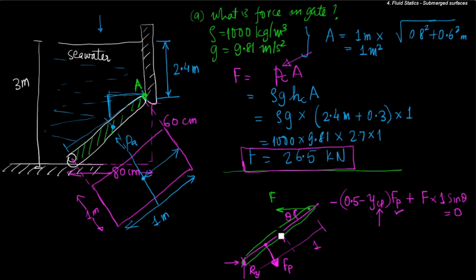So then how does one find out the reaction at the hinge? The reaction at the hinge is most easily found out by doing a simple force balance on this entire member. That is the easiest part of the problem. You just have to decompose this Fp into its two components in the X and Y direction.